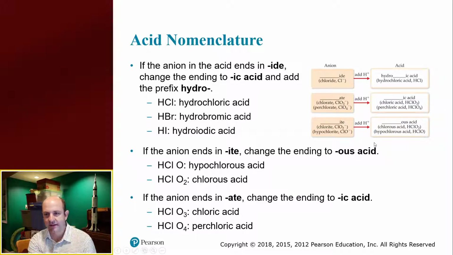Going backwards is the same thing. You say, oh, if it starts with hydro, then I know it's an anion that ends in ide. If I see ous, then I know it was an ite polyatomic. If it ends with ic and it doesn't have hydro, well, then I know it was an ate polyatomic. So you can just kind of go look for that.